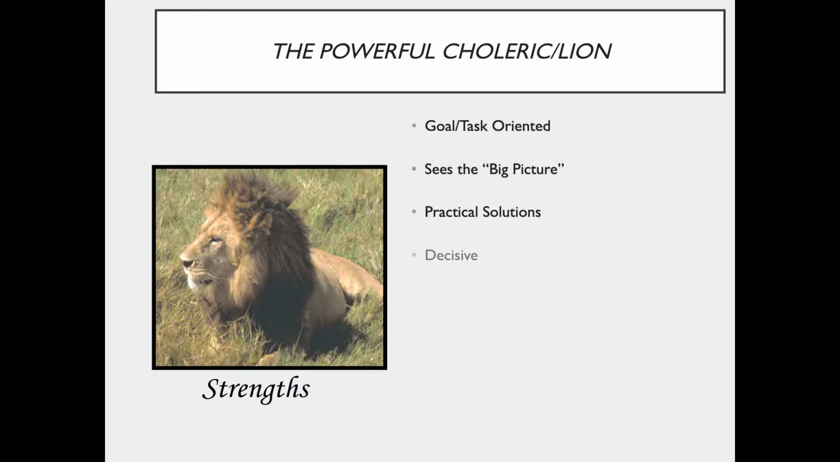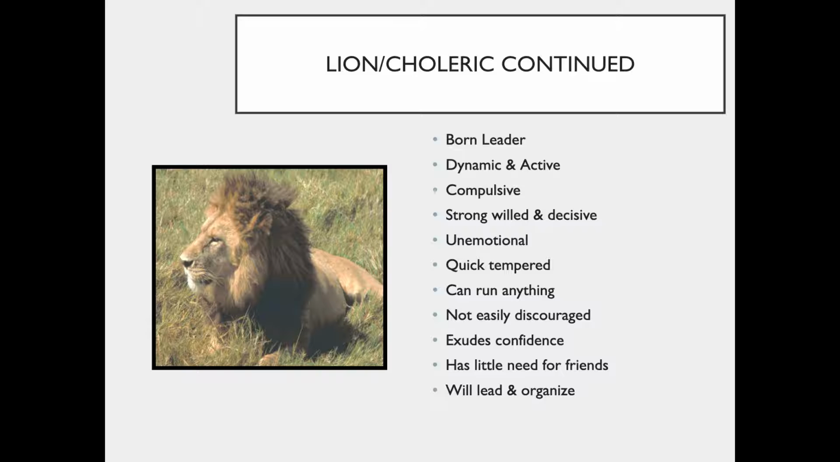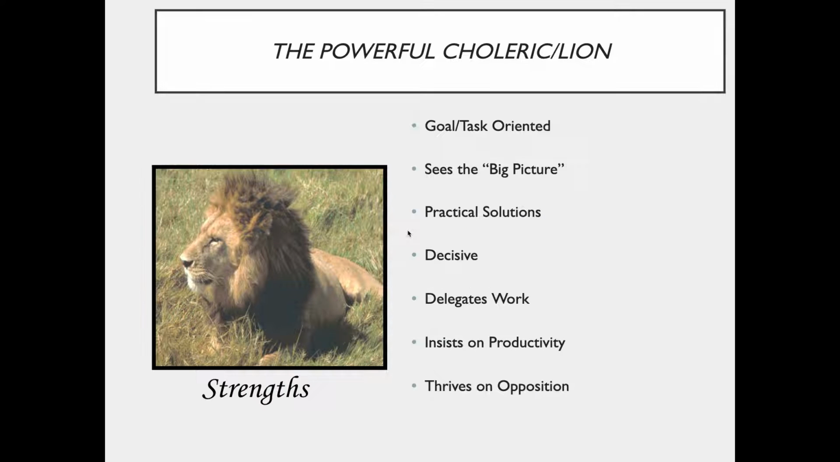The strengths that the lion possesses are that they are goal or task oriented. They see the big picture. They have practical solutions. They're decisive. They delegate work. Just think, if the lion sends who to do the gathering of food? The lioness, right? So he sits back and waits while he delegates the work to the female of the lions. He insists on productivity. If he doesn't, they don't eat, and he thrives on opposition.